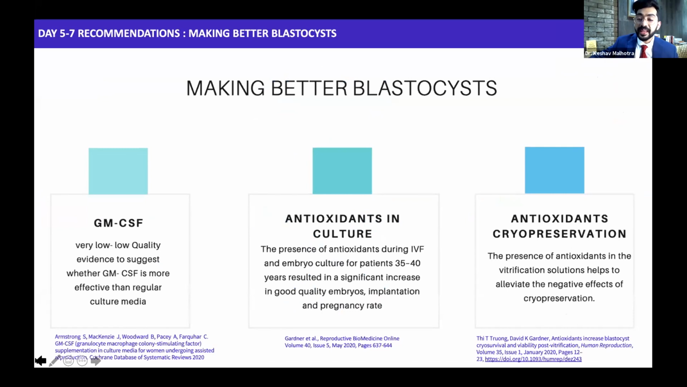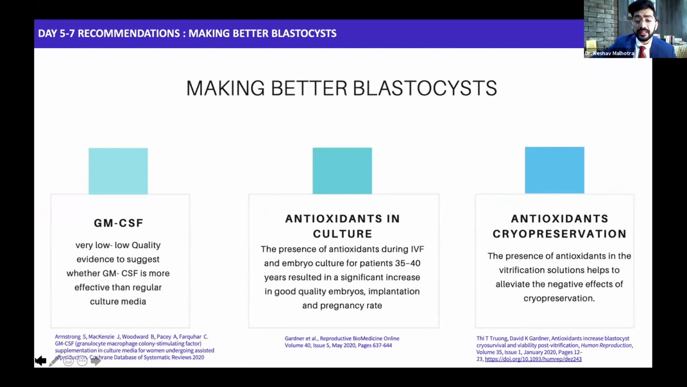Now, these are some recent publications where, again, this is the second part of the lecture where we talk about making better blastocysts, and this is just some add-ons which can influence those results. So the things that I could find out, first was GM-CSF. Now, this has been in the market for quite a bit, but when you look at the evidence, especially the Cochrane review from 2020, it basically says that there is very low quality evidence to suggest whether GM-CSF is actually better than just regular culture media.